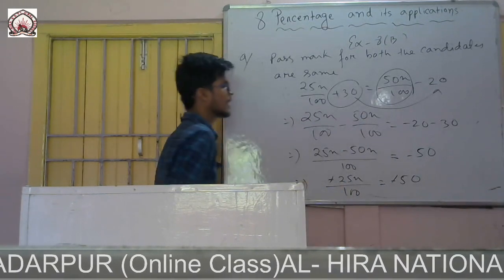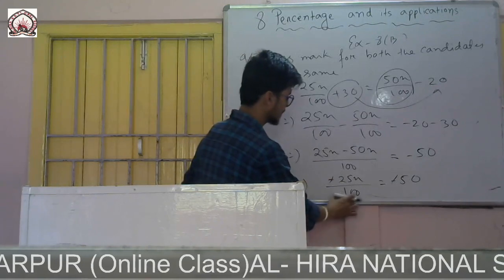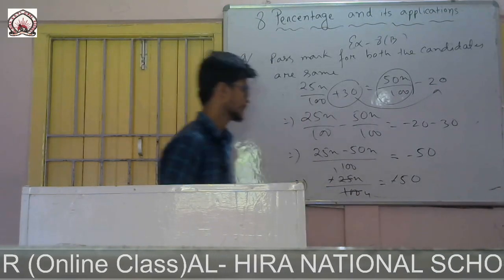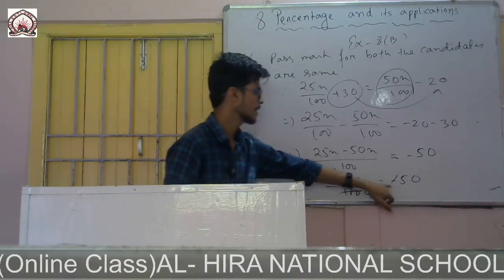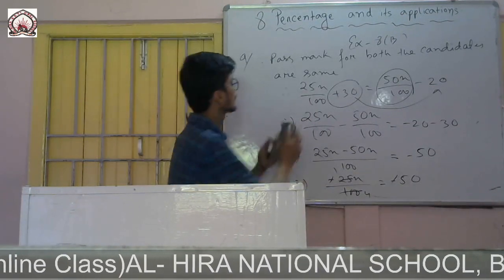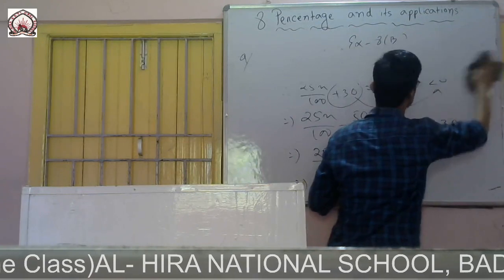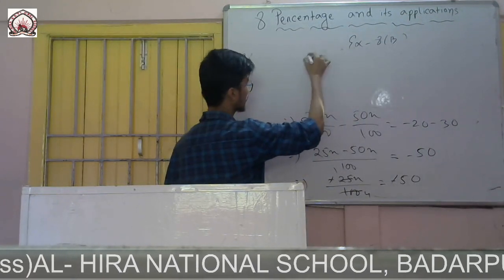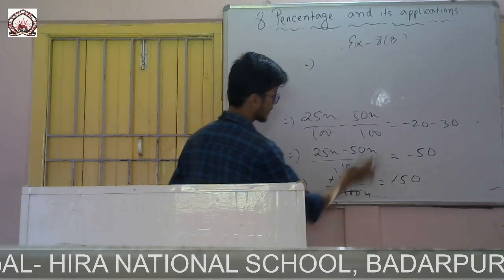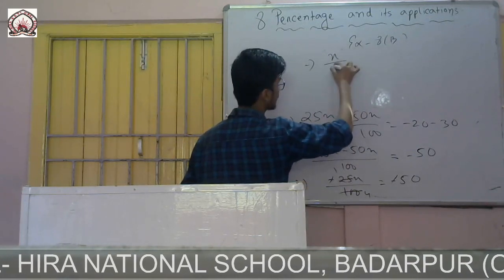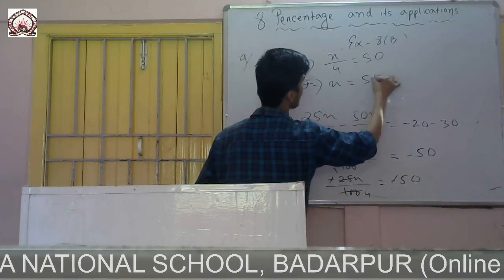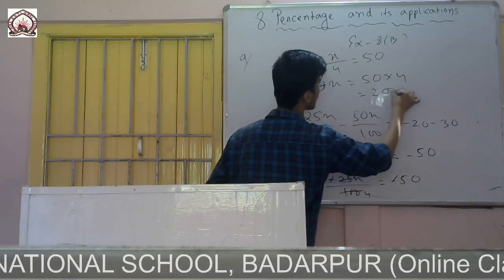Minus minus I can cancel. They are 25, they are 100. 25 ones are 25, 25 fours are 100. So x by 4 equals 50. So x will be equal to 50 into 4, which is equal to 200.